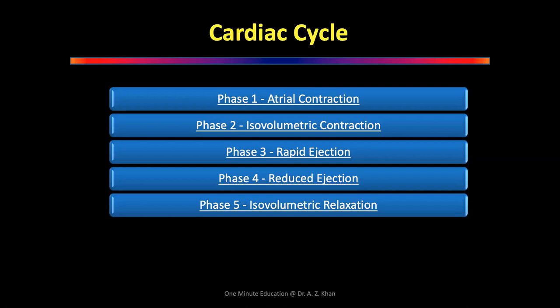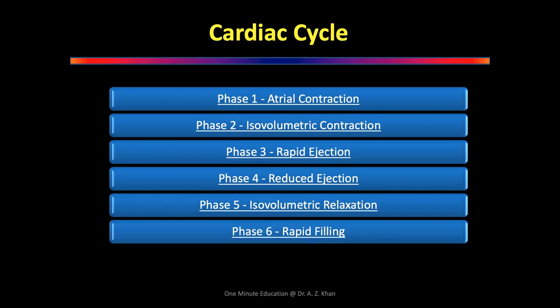Then isovolumetric relaxation. Again, isovolume. Volume is the same, which means valves are shut again. But now the muscles are relaxing. So what you're doing is creating a negative pressure. Okay, when the valve is shut and the muscles are relaxing, they are not contracting, they're relaxing. So in the chamber, the pressure is going to drop, because you're getting ready for the next phase where you want to suck the blood in.